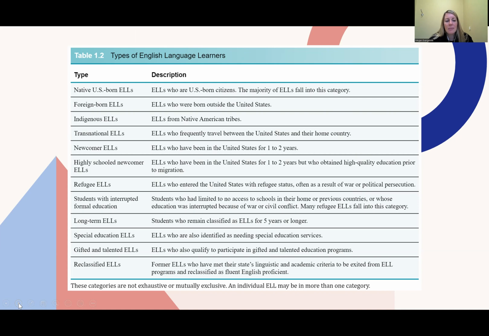Also, we'll be talking a lot about long-term ELLs, so students who have been in the ESL program or have remained in English language services for 5 years or more. We'll also be covering special education ELLs, so those students who are dually identified as having a learning or cognitive need, and also language services. Additionally, gifted and talented ELLs, and then reclassified ELLs. We did talk about those students who would have tested out of ESL and had those language use inventories filled out by the teachers to say they are ready for the mainstream classroom.